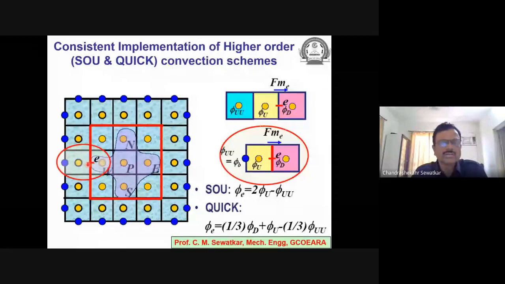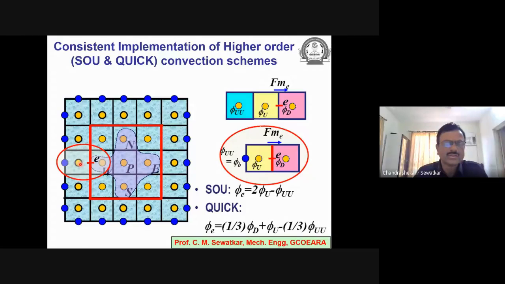However, if it is a second order or QUICK convection scheme, this distance is now different. It is half of delta x. When it was a pure interior cell, it was delta x. Now it is half of delta x. So this change in the geometric parameter is to be incorporated in the development of an expression for determining the value of phi. So now here, this is my phi u.